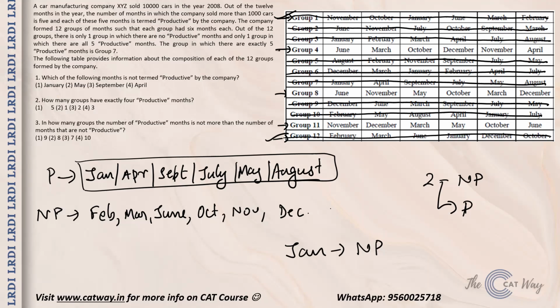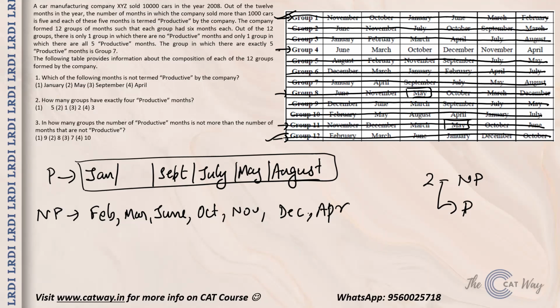And similarly, if you talk about 8 and 11, there is May available in both of them. So if May is the non-productive month, we will have two groups which will be entirely non-productive. And if May is the productive one, then also these two groups cannot be the ones which will be entirely non-productive. That means the group that is entirely non-productive is group 4, and the month that is non-productive is April.